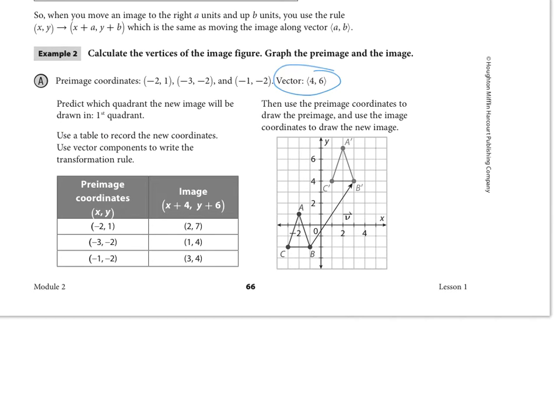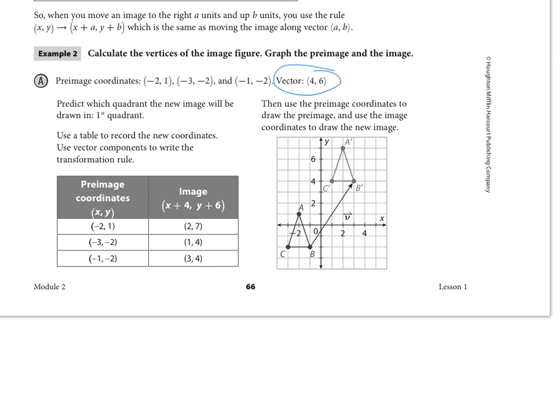And if we just did a quick little sketch there with a 4, 6 vector, we would predict that it would be in the first quadrant. But we're going to use a table and actually come up with the new coordinates. And again, this is +4 on X and +6 on Y. So -2 + 4 is 2. 1 + 6 is 7. And we do that for each of the points going down the line there. And then we're going to sketch it. So that's what they've done in example 2.